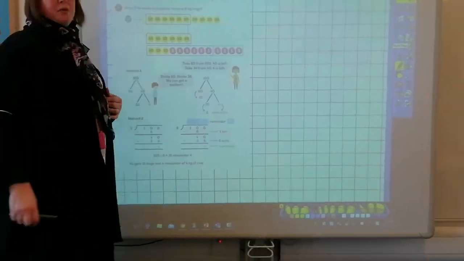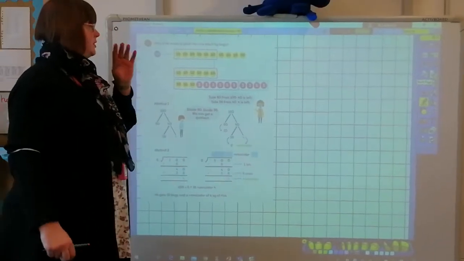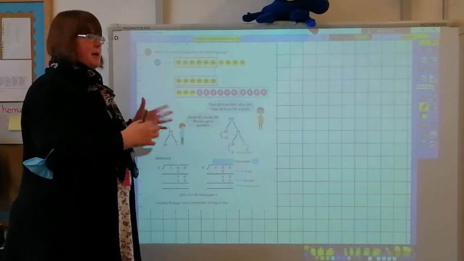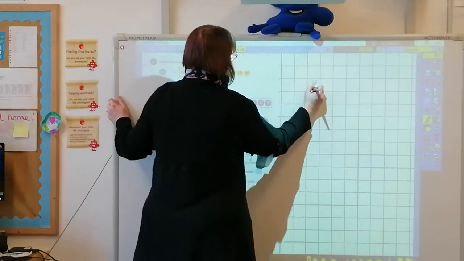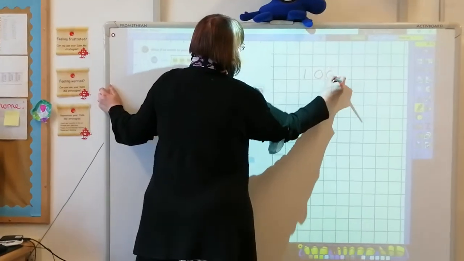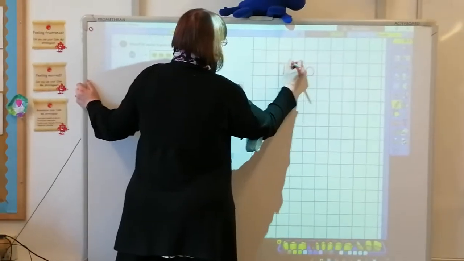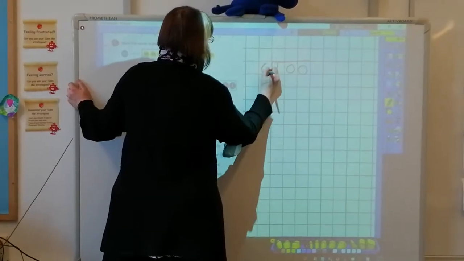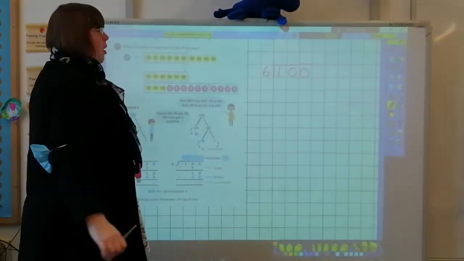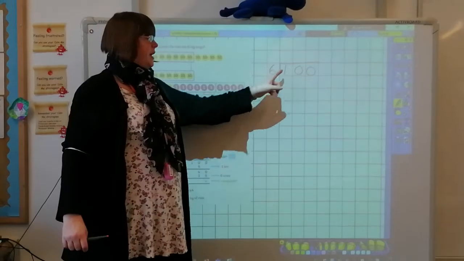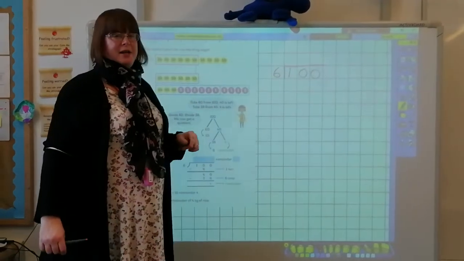Now the shopkeeper wants to pack them into 6 kilogram bags, so we're starting with the same number, starting with 100, this time dividing it by 6. So I need to pause the video and have a go at solving 100 shared by 6. Go.